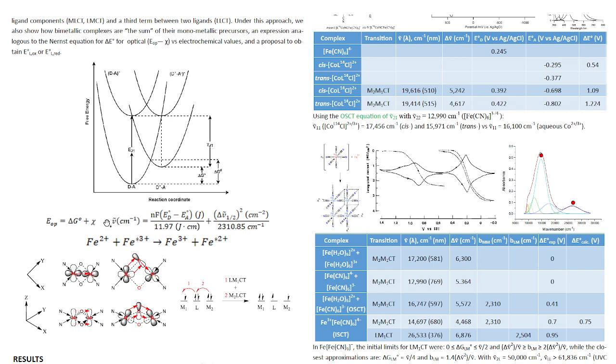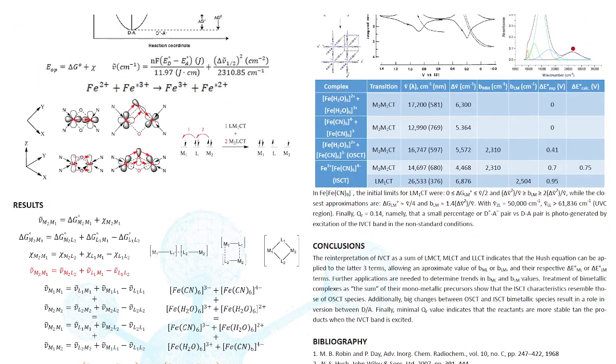on the right. The absorption maximum consists of the sum of the free energy terms, which depends on the difference of the donor and acceptor potentials obtained by electrochemistry, plus the reorganizational energy term that depends on the full width at half maximum squared over 2310 wave numbers.